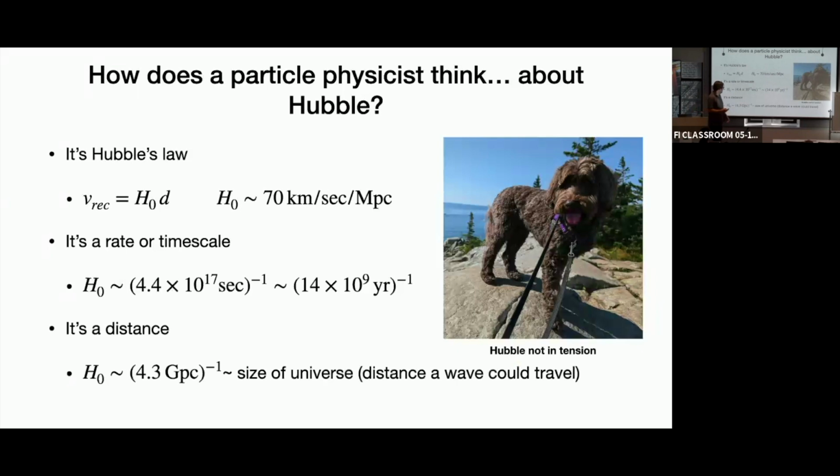Because I can say, well, if the universe has been around approximately this long, then I send out some sort of sound wave or some sort of signal. What's the maximum distance that could propagate? And I could have interactions in that time scale. So Hubble is, of course, Hubble's law, but it's also a time scale, it's a rate, it's a distance, it's all of these things, and we have to keep all those in our head as we're thinking about cosmology.